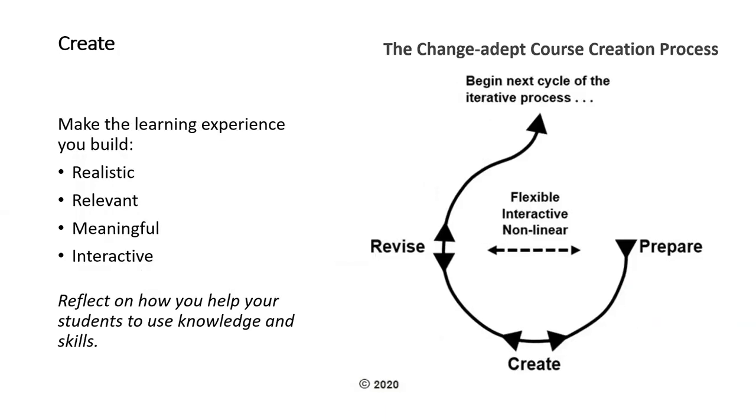Next, we come to create. During create, you implement your plan of design, knowing that you'll discover ways to improve as you do this, and you may need to slide back to prepare and rethink your design. And that's okay. Make the learning experience you build realistic, relevant, meaningful, interactive. These are the elements of adult learning that also support cognitive, social, and emotional aspects.